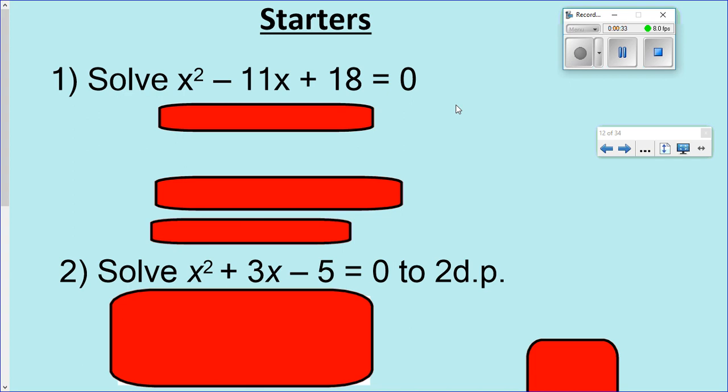Now, when it comes to quadratic equations, there are two ways to solve. First, we can factorize and then set equal to 0 and find our x value. Or second, we can use our quadratic formula. Now, when it comes to these questions, there's a surefire way to tell whether we're going to use the quadratic formula or whether we're going to factorize. So for the first one, we've just got, set equal to 0, x squared take 11x plus 18.